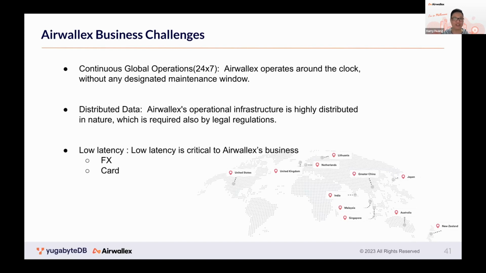Okay, that's the major challenges we're facing. Okay, let's move on to the next page.